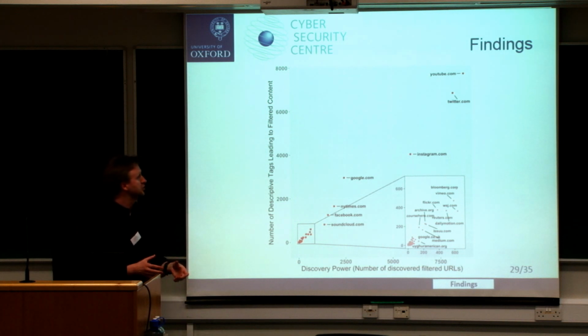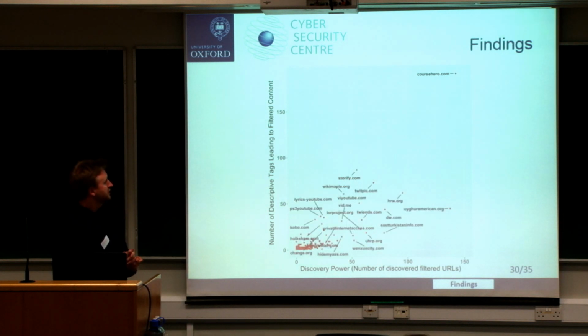You go to YouTube, there's subjects about everything. So unsurprisingly, as you're crawling through these YouTube URLs, you find lots of different subjects, and they lead to lots of different censored content. That's not really interesting. But when we removed the larger sites, you tend to find websites with what we refer to as a high discovery power.